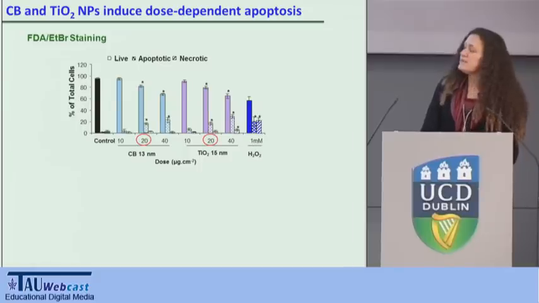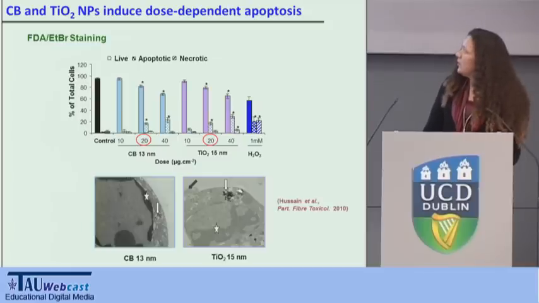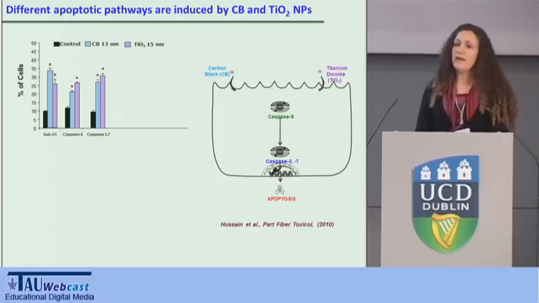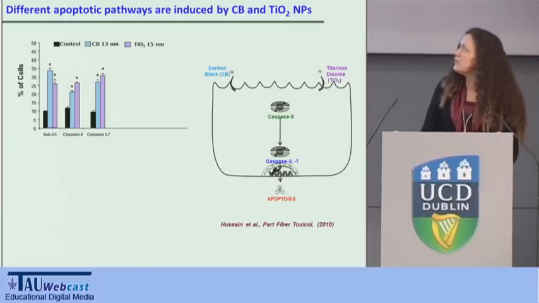To further analyze the mechanisms involved in this cell death, we studied the effect at 20 microgram per square centimeter. And we confirmed by transmission electron microscopy that there is an induction of apoptosis. As you can see, characteristic morphological changes, such as chromatin condensation, are seen with both types of nanoparticles, and membrane blebbing. This induction of apoptosis was further confirmed by measuring the DNA fragmentation, by quantifying the sub-G1 peak in flow cytometric analysis.